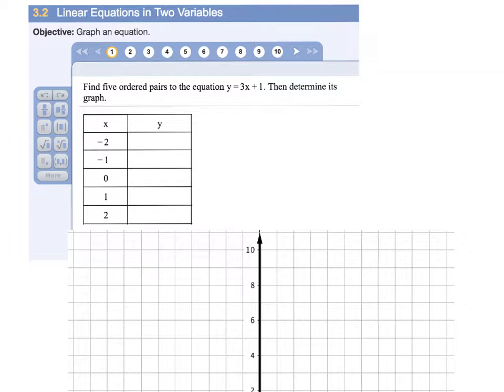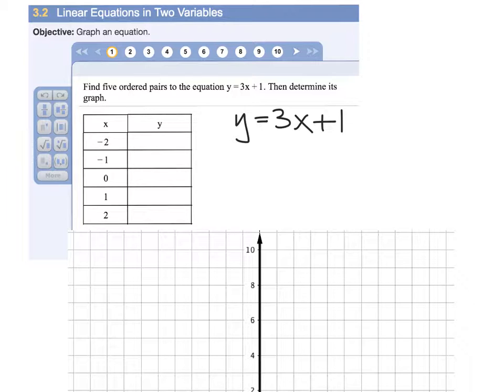All right, so what we're being asked to do is to find 5 ordered pairs for this equation. So the idea is we want to find, and I'm going to write this, 3x plus 1. Okay, so what we want to do is find 5 solutions, and that's basically what an ordered pair is. It's a pair of values for x and y that make this equation true.